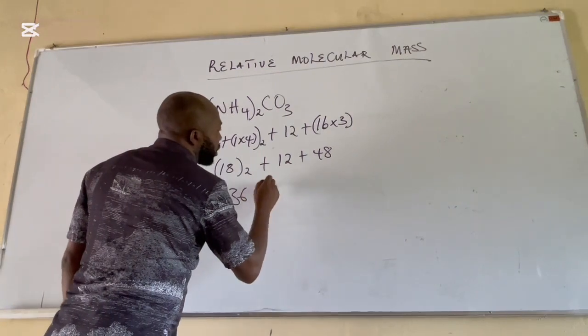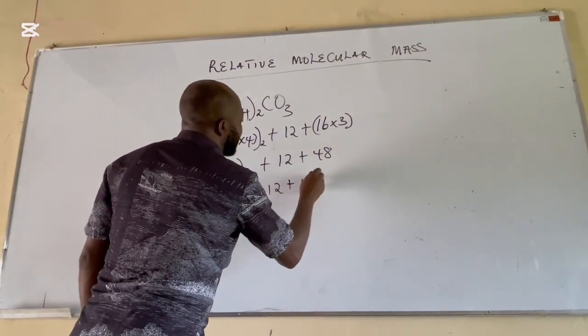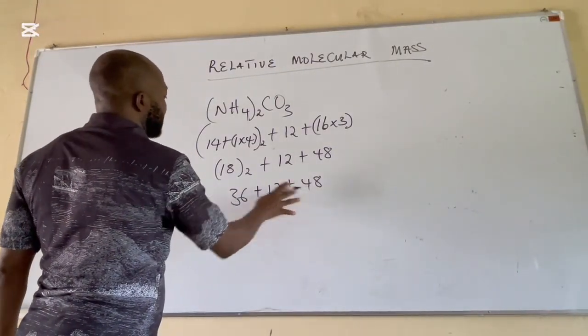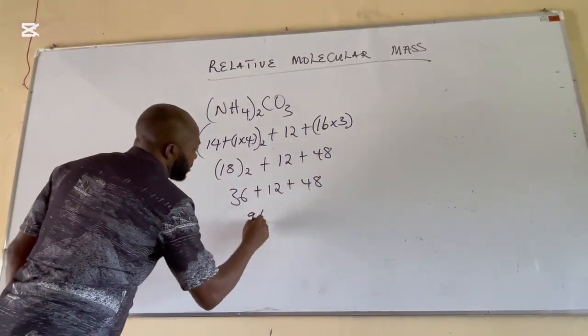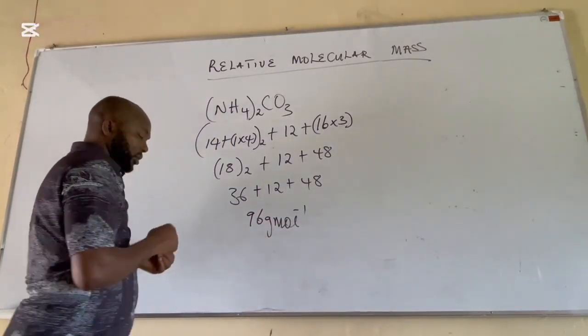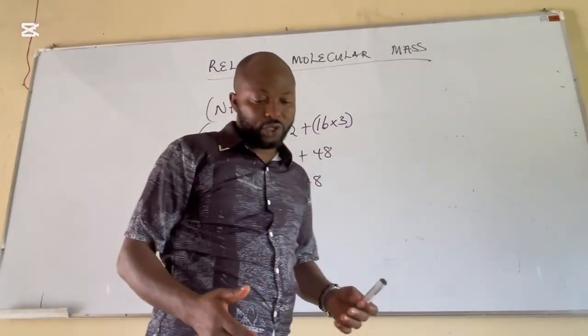16 plus 12 plus 48. When we add all of this, what do we have? 40, 50, 60, 96. So we have 96 g/mol. So this is how we continue.